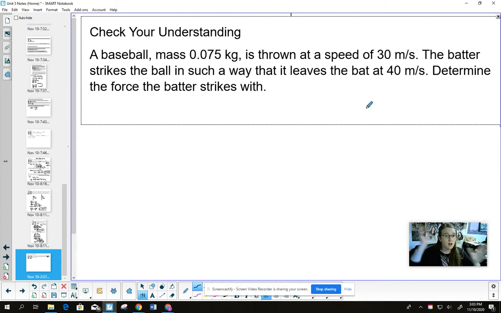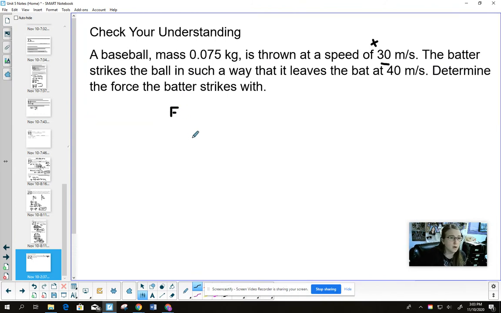Okay, so a baseball is thrown at a speed of 30 meters per second. I'm going to go ahead and call that positive because it's the first one. The batter then strikes the ball in such a way that it leaves the bat, which means it changes direction. Again, guys, we're not going to have any angled components here, but we will have things in opposite directions. You have to make a note of that. One of them has to be positive, one of them has to be negative. Determine the force the batter strikes with.